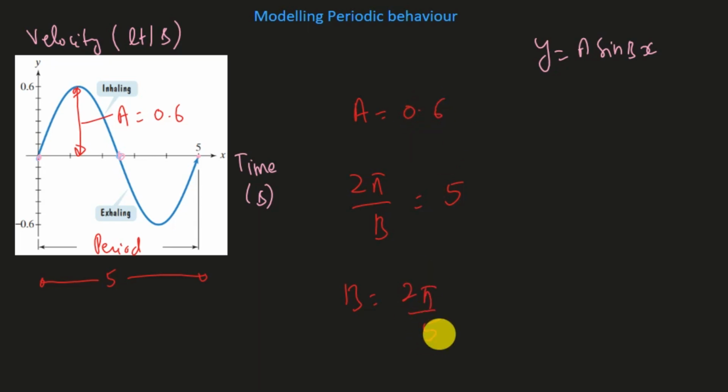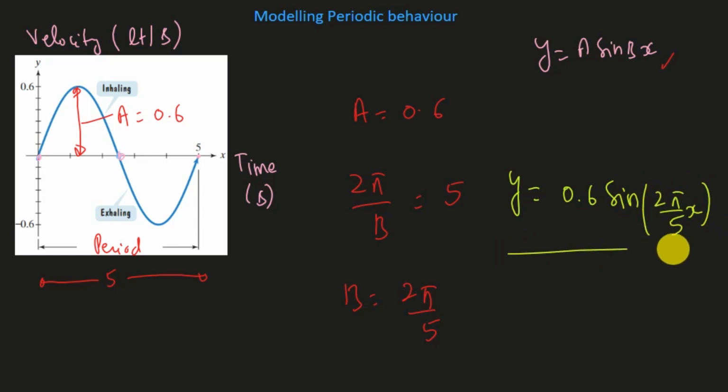We have the value of A, we have the value of B. We can plug them here. So y equals A, which is 0.6, sine of 2 pi by 5 x. So this would be the function that defines your breathing cycle, for a normal person. This is why I was saying in the first video that these sinusoidal graphs are very important. One more practical example I'm going to take is the tidal cycle.